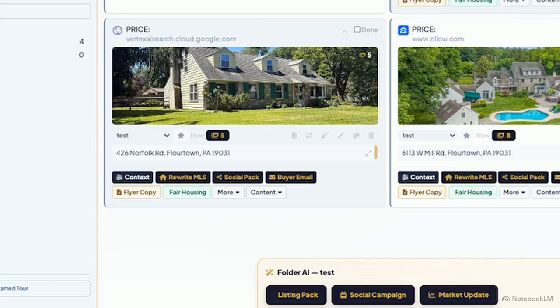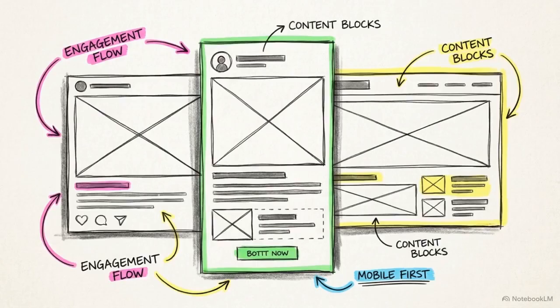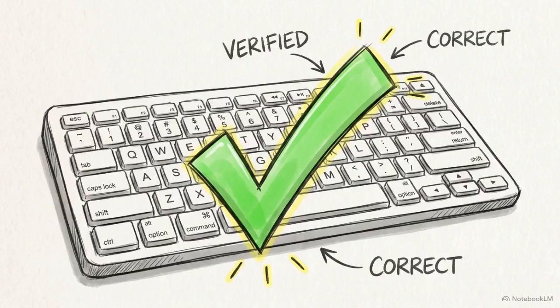Back on the listing card, this row of core buttons is your primary engine for rapid content creation. Clicking Rewrite MLS takes your raw notes and structures them into standard, polished listing text. Next, hitting the Social Pack button generates tailored social content for all platforms, direct buyer emails in seconds, and fully formatted flyer copy without typing a single new prompt.